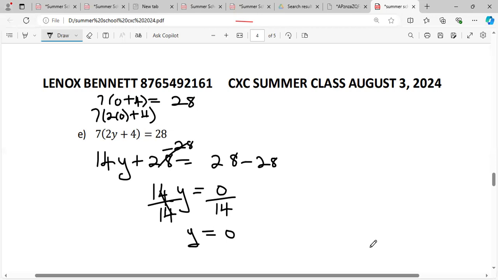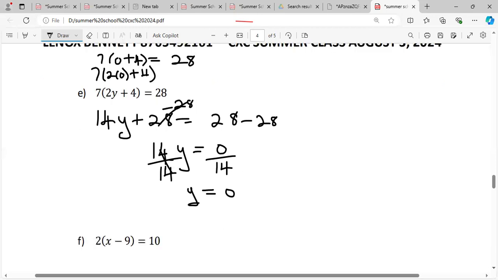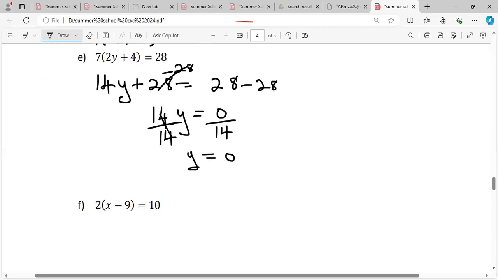We good, guys? Let me know if we can scroll down. So 7 times 2, 14. 7 times 4 is 28. And then we do a thing. Plus 28, subtract 28 from both sides, and then we get 0 and then we divide. Next is 2 times x minus 9 equals 10. Find the value of x.